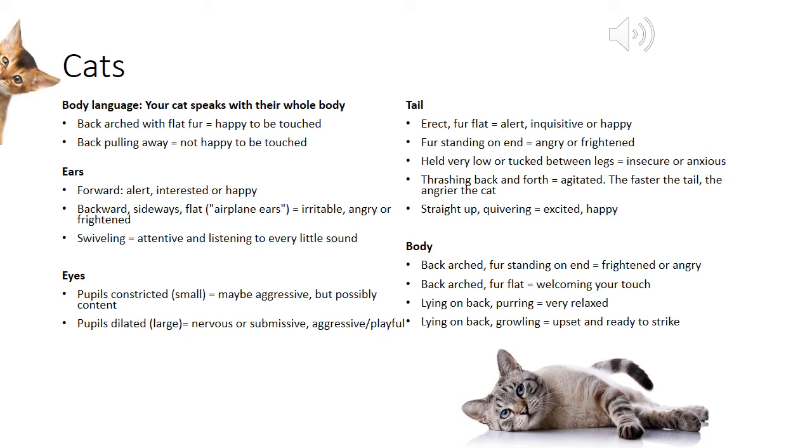If the tail is straight up, but it's quivering, which means moving just a little bit, like shaking, it means they're really happy, really excited. With their bodies, if their back is arched and their fur is standing on end, it means they're really frightened, they're really scared. You might think it means they're angry, but no, it means they're frightened. If their back is arched but the fur is flat, then they want you to touch them. If they're lying on their back and they're purring, purring is that soft sound, a little bit like snoring, that cats make, it means they're very relaxed.